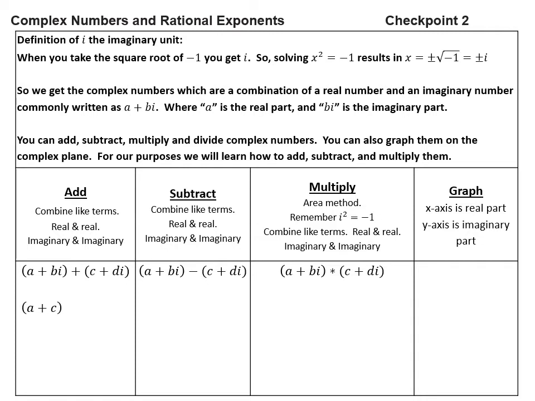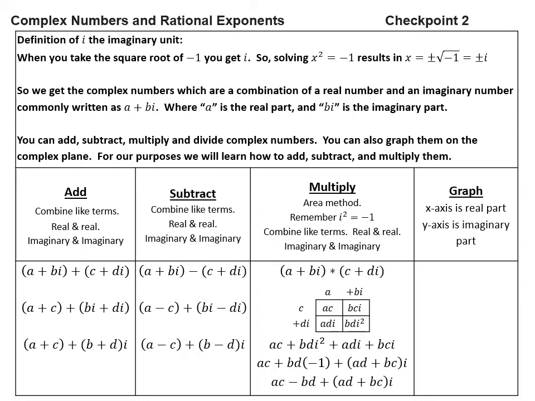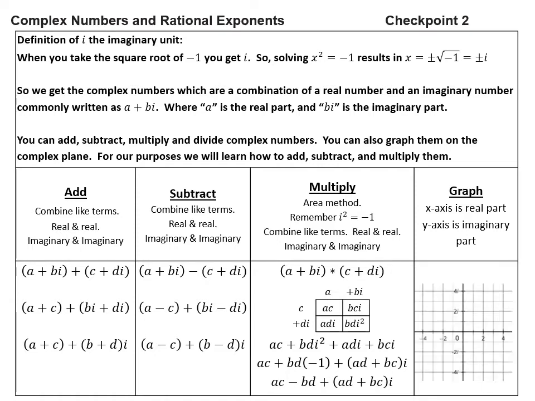So a plus bi plus c plus di, we would add a and c, and we would add bi and di, and would generally simplify into that form. Same with subtract. And then for multiply, we like the area method, so we'd have a plus bi times c plus di, so we'd have ac, bci, adi, bdi squared. The i squared, notice I put near the ac because that's going to turn into negative 1. And so we'll have the real part up front and the imaginary part at the back.